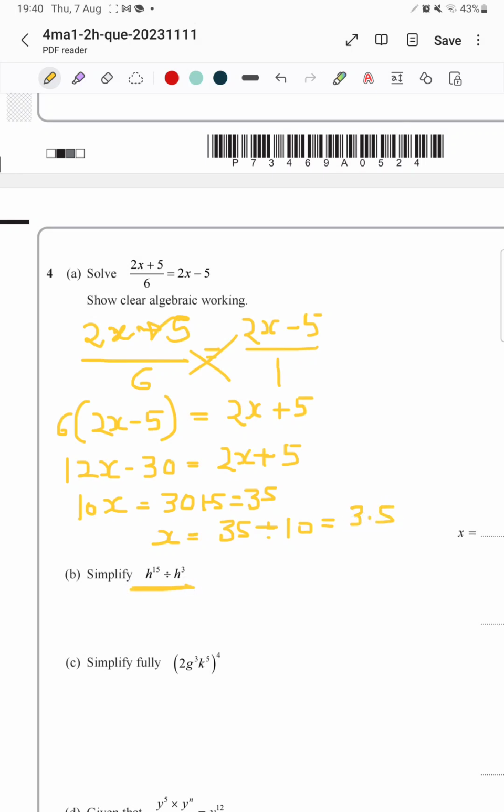Simplify h to the power of 15 divided by h cubed. So now here we need to apply the index rules, and the index rule says this is h to the power of 15 take away 3, and that is equal to h to the power of 12.